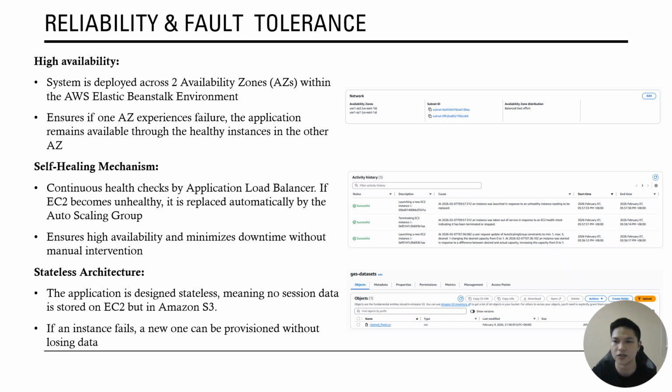Finally, the application is designed to be stateless at the compute layer. Instead of storing important data on the EC2 instance, our dataset is stored in Amazon S3. So even if an instance is replaced, the application can recover without losing application data, creating redundancy. Overall, these 3 layers work together to maintain availability and fast recovery during failures.